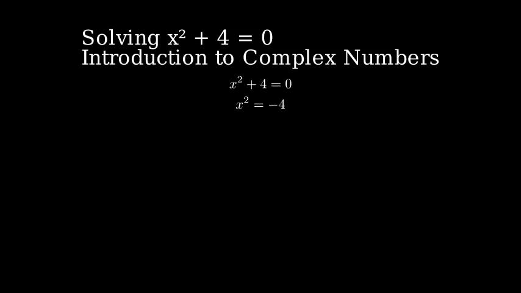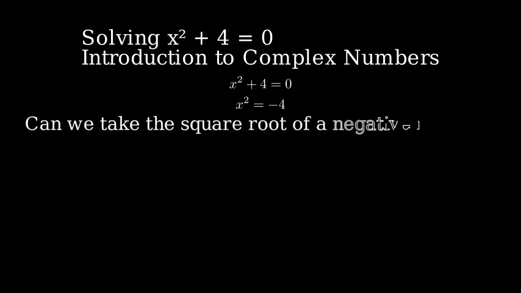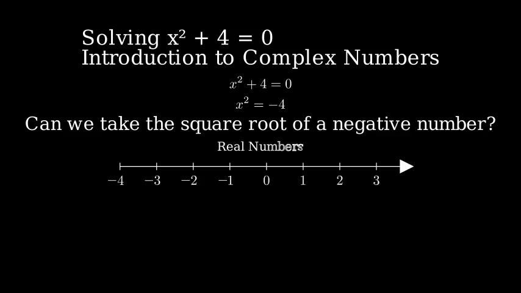Now, to solve for x, we need to take the square root of both sides. But wait, can we take the square root of a negative number? Let's think about what this means. Let's visualize why this is interesting. On a number line, when we square any real number, positive or negative, the result is always positive. For example, positive 2 squared is 4, and negative 2 squared is also 4.